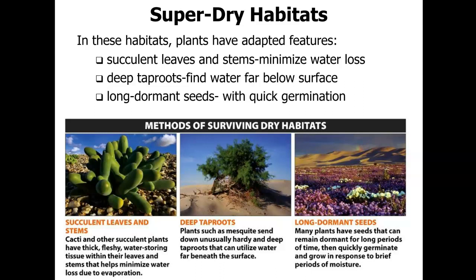For example, looking here at the first picture, you have succulent leaves and stems, which are going to minimize water loss. This is going to be for the dry, hot climates. You have deep taproots, which will help find water far below the surface, and this will be in dry climates. And you have long-dormant seeds that have quick germination periods that you'll see in areas that are cold most of the time and might have a very short growing season.